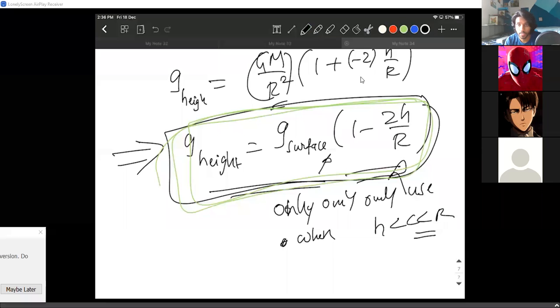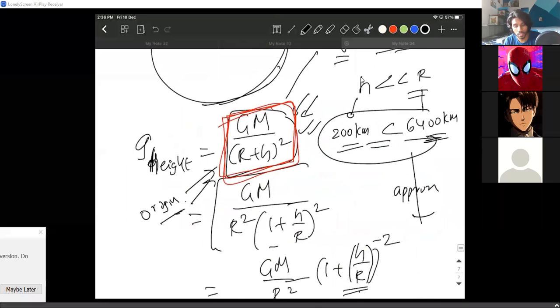Sir, what if they gave 500 only, and there are two options, one with this answer, one with that answer, then what should I do? Always go with the original one. If the original answer is available, you should go with the original answer only. Approximations are acceptable only when the original answer is not possible. Okay, sir. So we'll have to do both sometimes? No, you don't really have to do that.